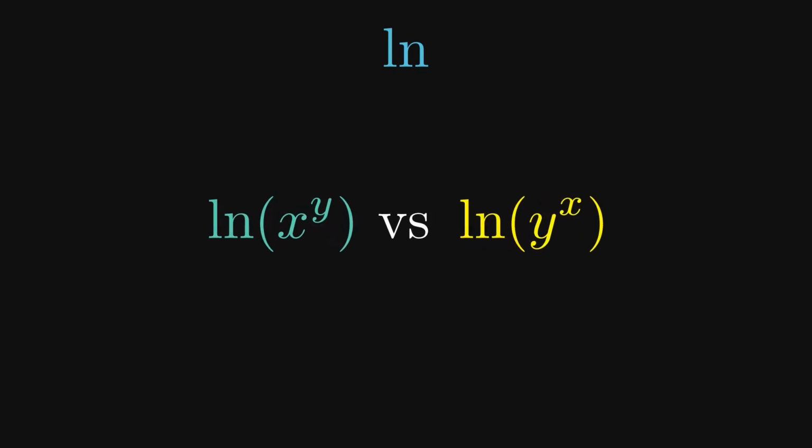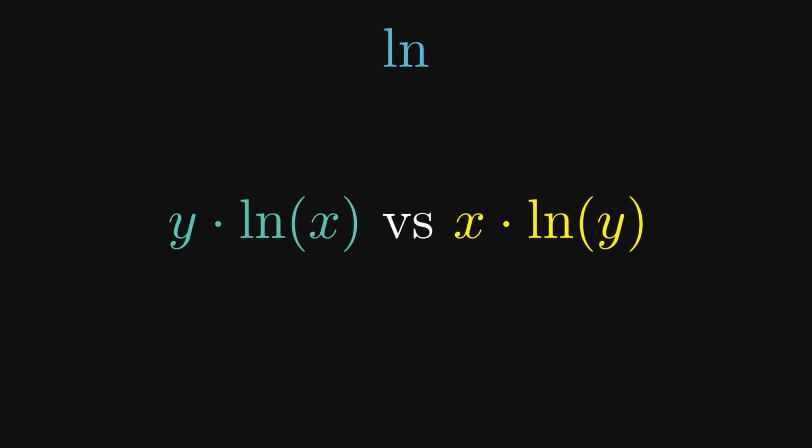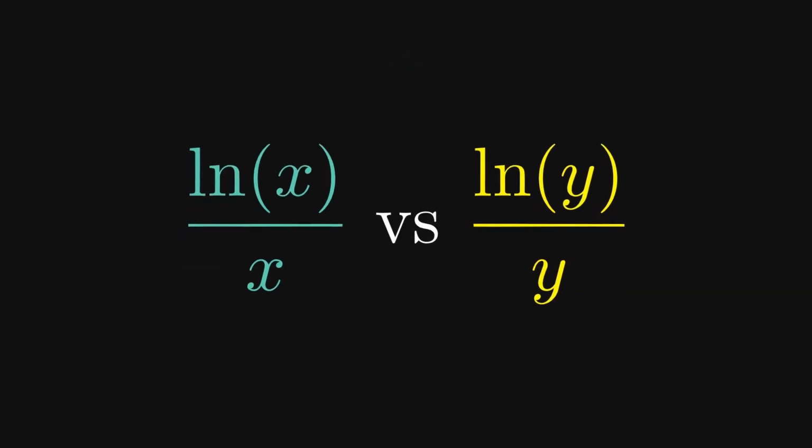If we take the log of both sides, the inequality relationship stays the same. Using log rules, the exponents drop to the front. We get y times ln x, versus x times ln y. Now, the master stroke. Divide both sides by x times y. Look at this symmetry. We are now comparing ln x over x, against ln y over y.